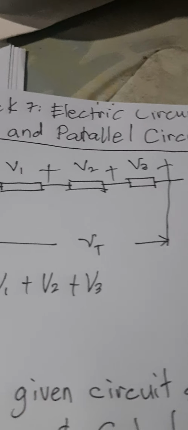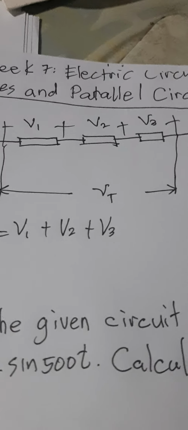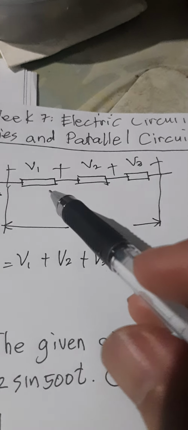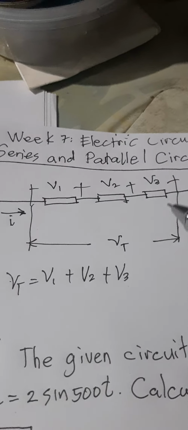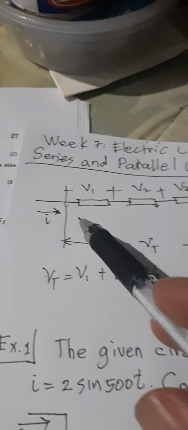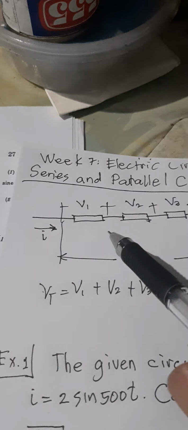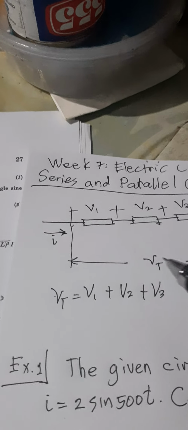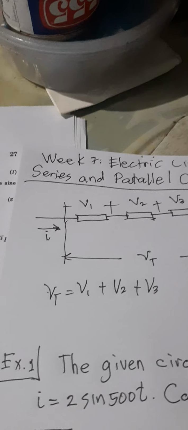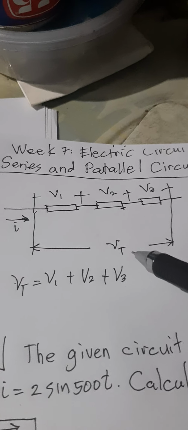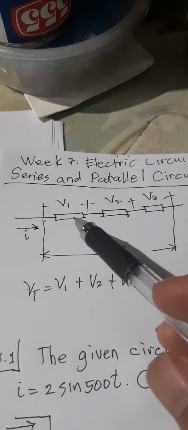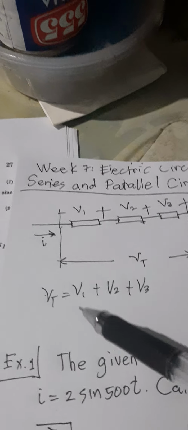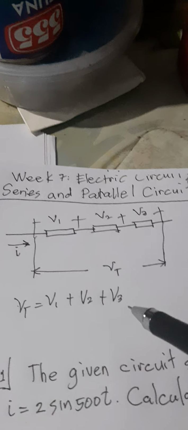Okay, this is a series circuit. When the components are connected end to end, so that there is only one path for current flow, thus the circuit is said to be connected in series. For this circuit, the total applied voltage equals the sum of all the voltages across each element. That is, total voltage equals V1 plus V2 plus V3.